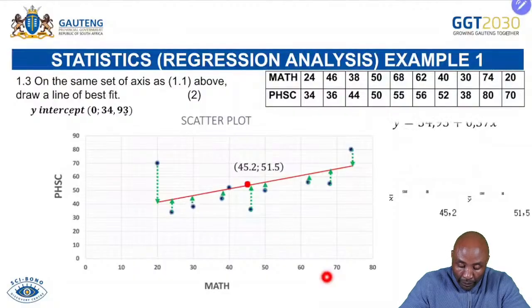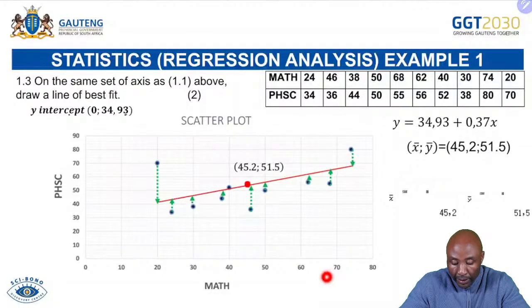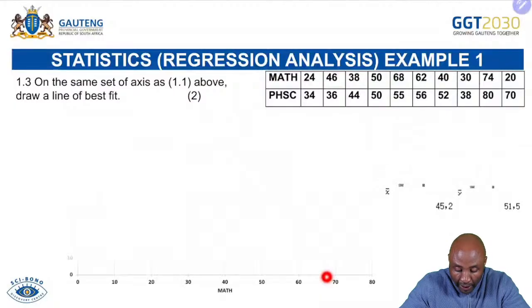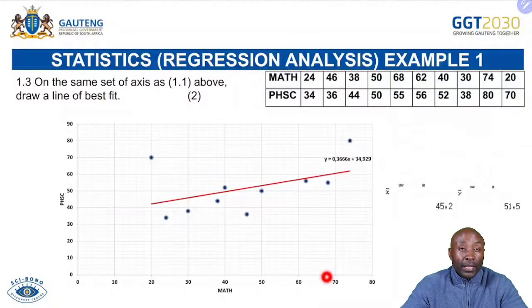Now, you will see this. So the final answer that we have for our scatter plot is that one. So you will get your 2 marks for the line of best fit that does not extend beyond and it passes through the point x bar and y bar. You get your 2 marks there.